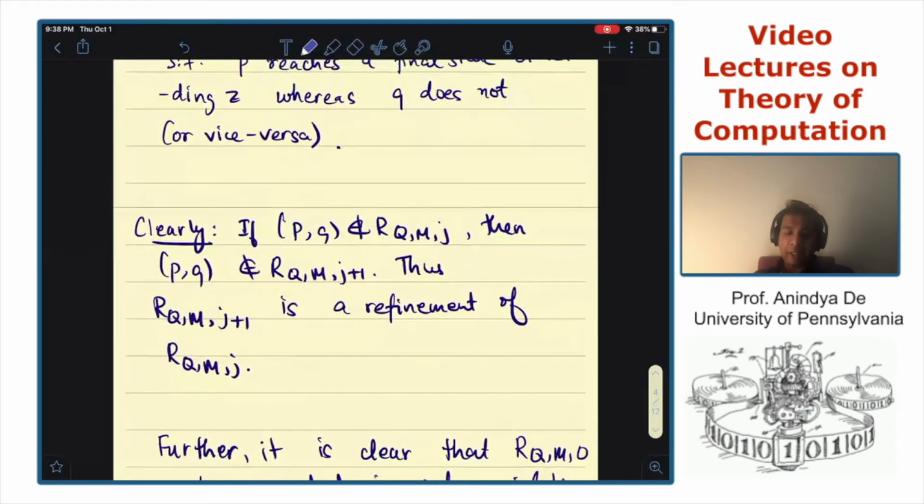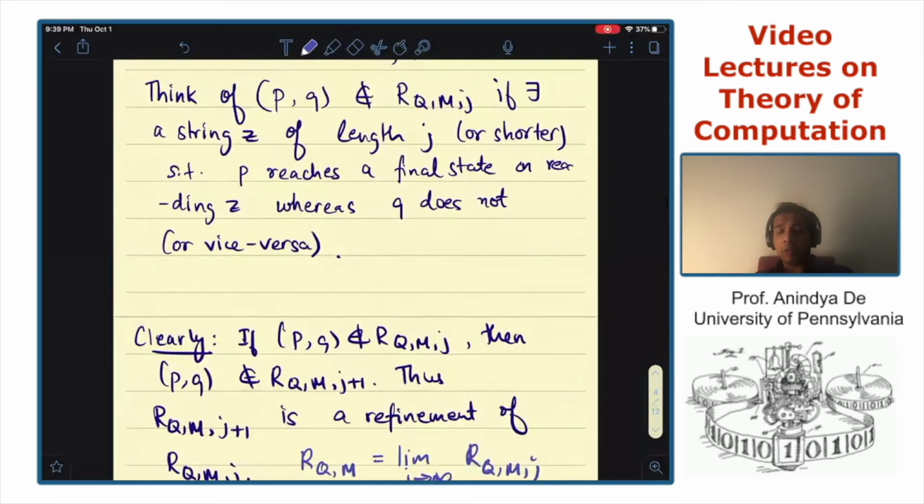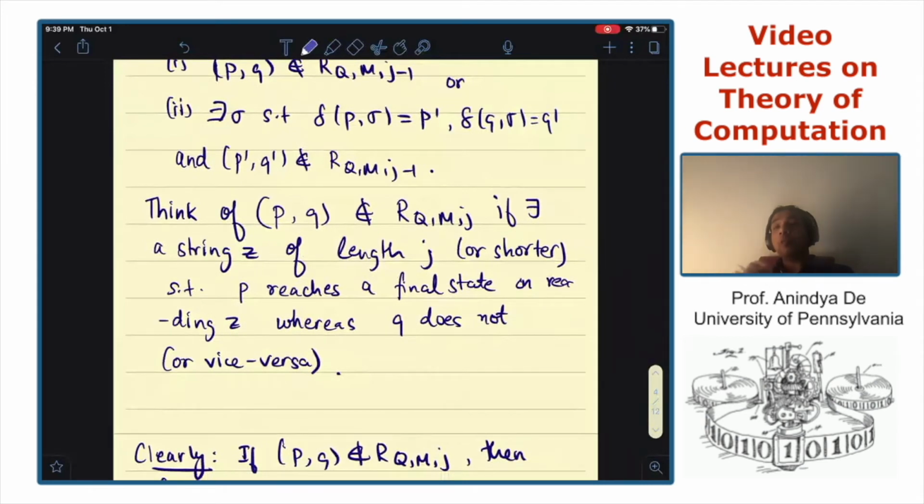And the second thing you should observe, and I'm not writing this in a precise sense, we'll make this precise very soon, is that if you think of the equivalence relation R_{Q,M,J}, and let J be arbitrarily large, then you will get R_{Q,M}. Because R_{Q,M,J} is just saying, can P and Q be distinguished by a string of length at most J? R_{Q,M} says, can P and Q be distinguished by a string of any length?